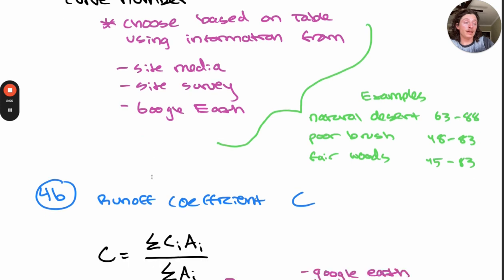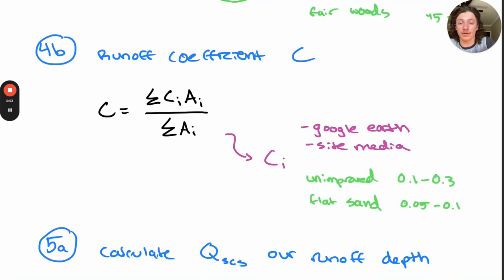Then step 4B is to estimate the runoff coefficient, or C for the rational method. In order to calculate a composite runoff coefficient, we can weight various coefficients by area. We have the sum of individual coefficients times their area over the sum of the areas is going to be equal to our C. And each individual Ci we can also determine from various portions of the watershed by using Google Earth and site media. And these coefficients are tabulated online for various land use and cover situations, very similar to the curve number method.